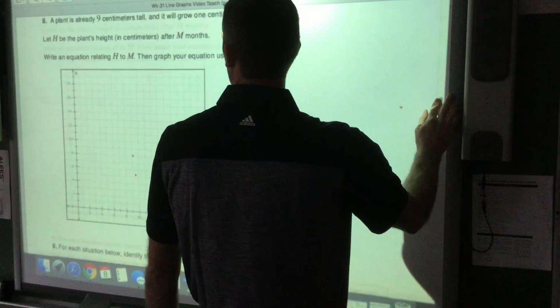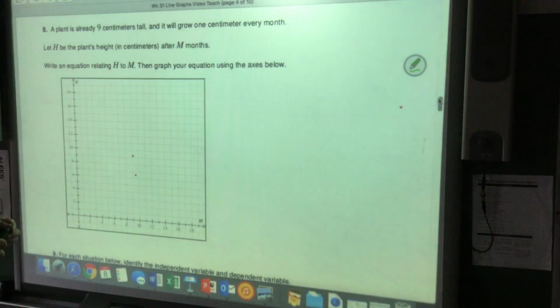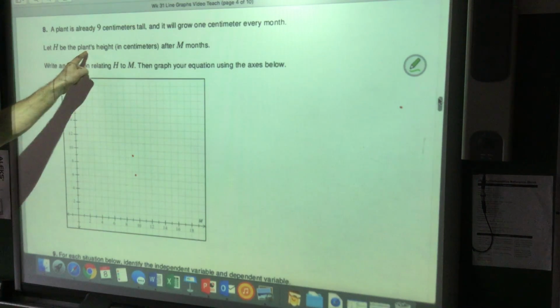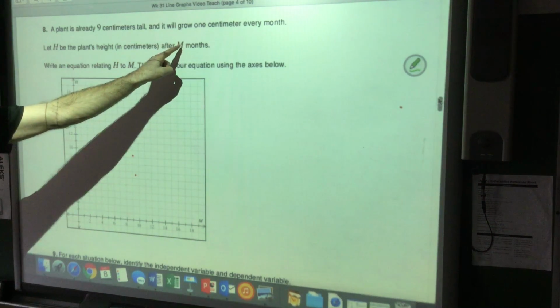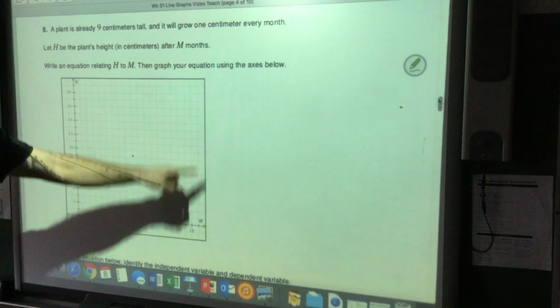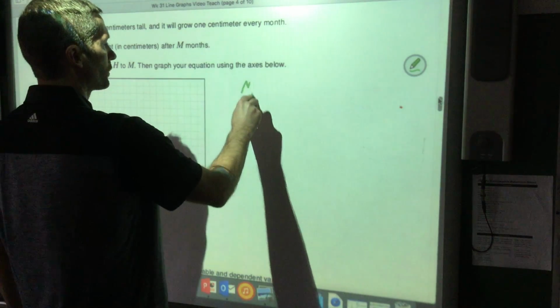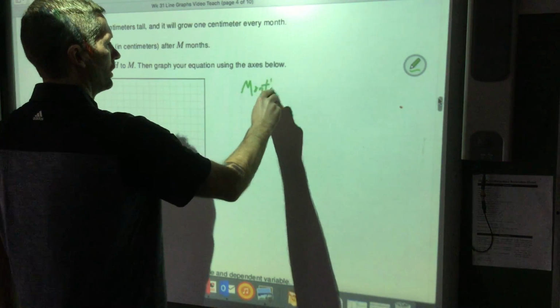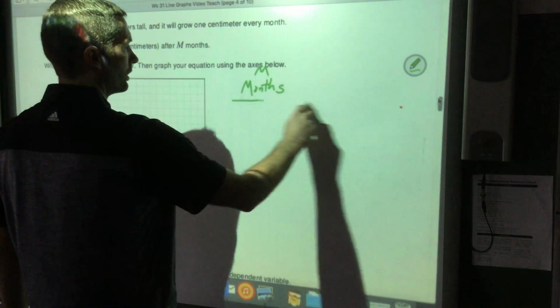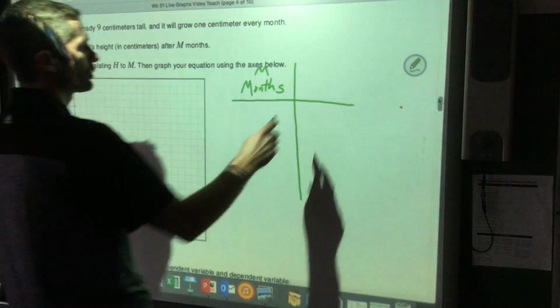Problem 8. A plant is already 9 centimeters tall, and it will grow 1 centimeter each month. Let H be the plant's height after M months. So this here is my X, it's my independent variable. So I want to put months first on my T-chart. Always put your X-axis first, and then on the Y-axis I have H, my height.